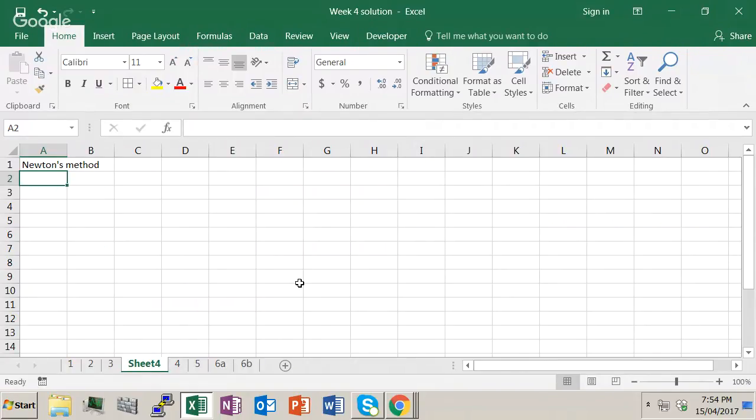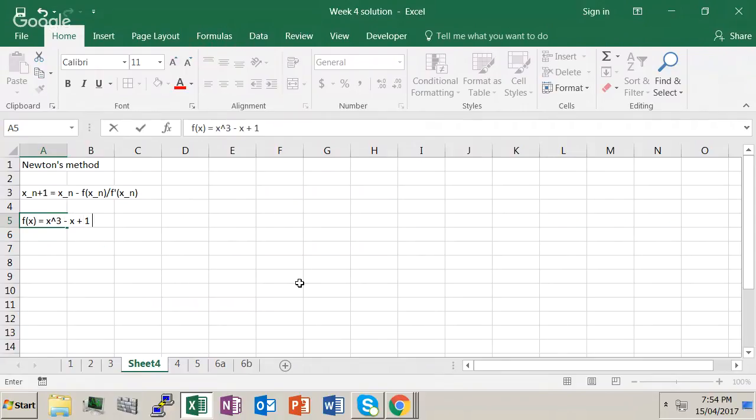locate roots really quickly. So Newton's method is given by x sub n plus 1 equals x sub n minus f of x sub n divided by f dash x sub n, and f dash x is the first derivative of f of x. The equation that we're trying to solve in the first problem is f of x equals x to the power of 3 minus x plus 1 equals 0.